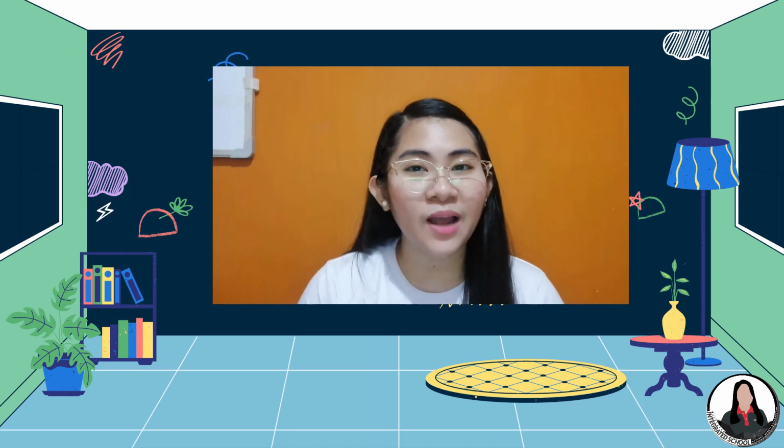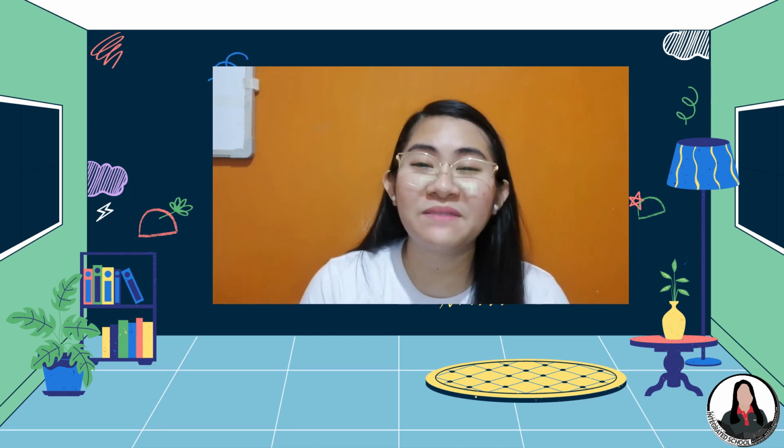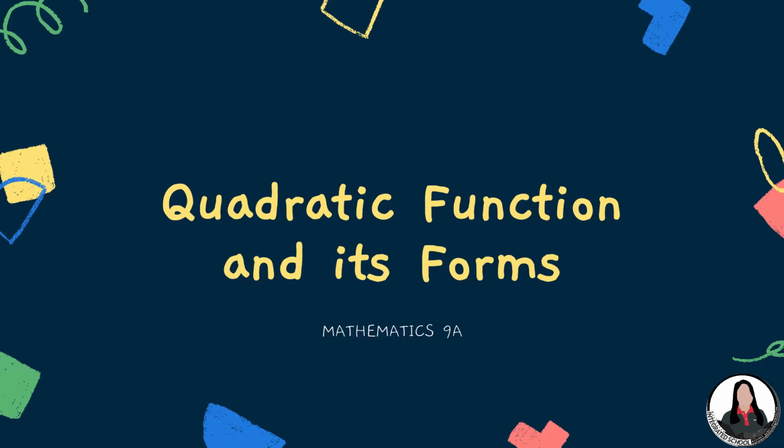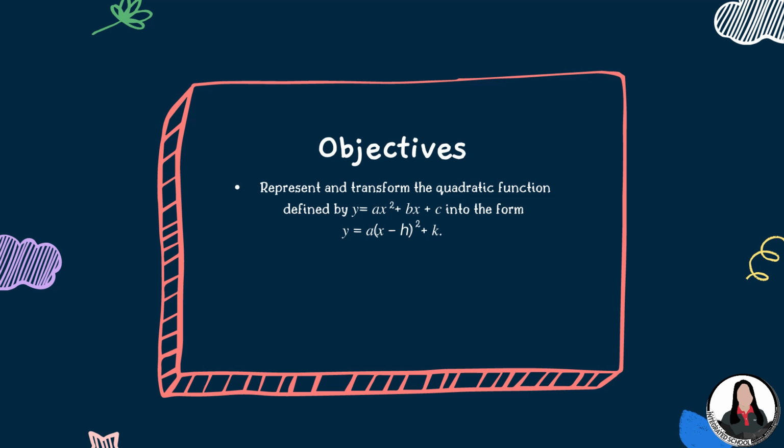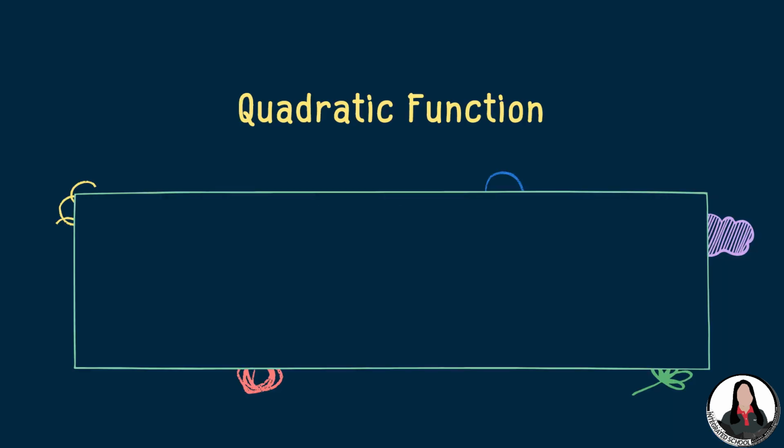Before we start, I want to present to you the objectives of our lesson: quadratic function and its forms. The main objective of this lesson is for you to represent and transform the quadratic function defined by y equals ax squared plus bx plus c into the form y equals a multiplied by the quantity of x minus h, quantity squared, plus k. Let's start with the definition of a quadratic function.